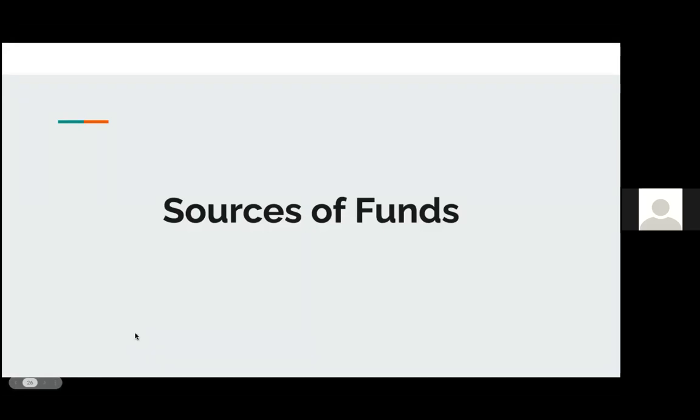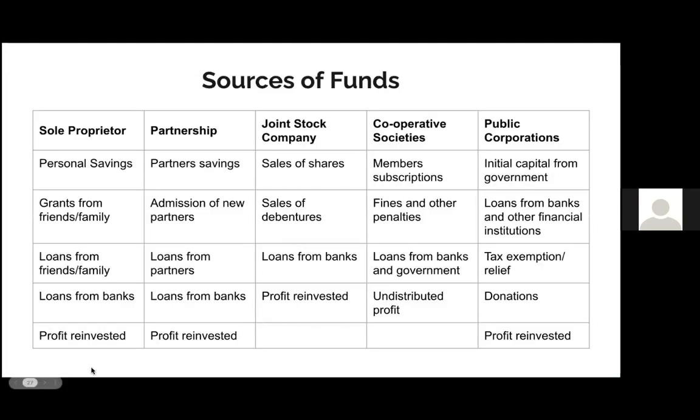So let's look at where all these different companies get their funds from. If we start on the left, sole proprietors get them from personal savings. Like I said, a sole proprietor is just one person that decided to start a business. How do they get their money? Probably from their personal savings. They could get grants from friends or family, loans from friends or family, loans from the bank. And then when they make profits from their business, they reinvest it again.